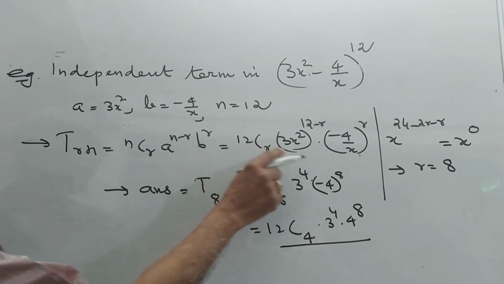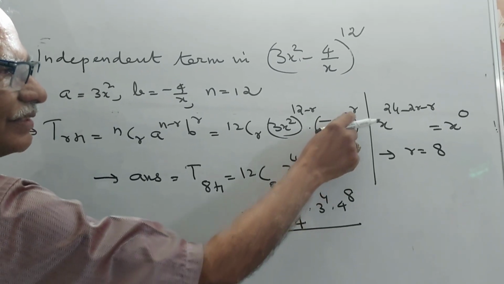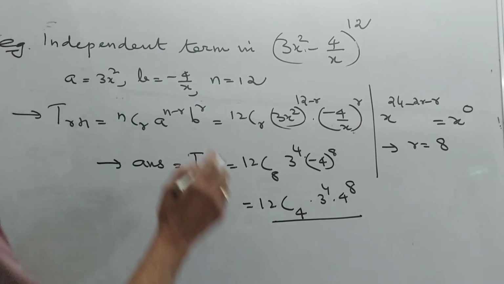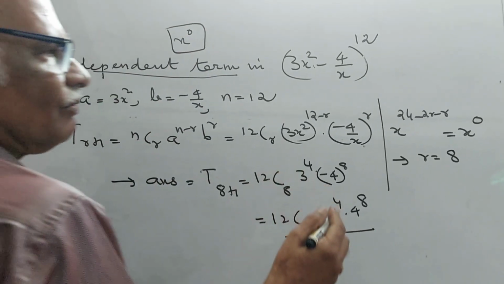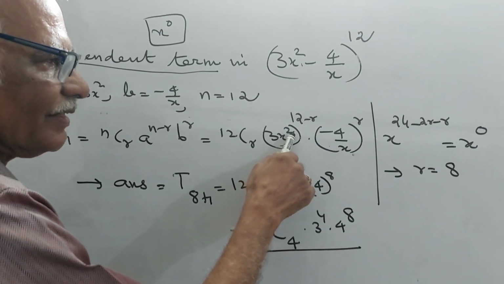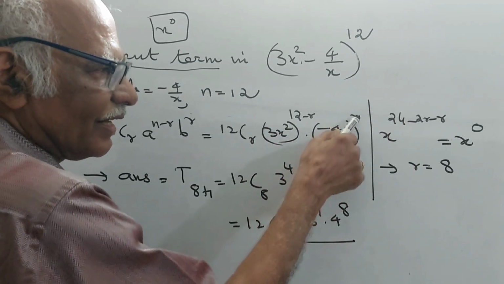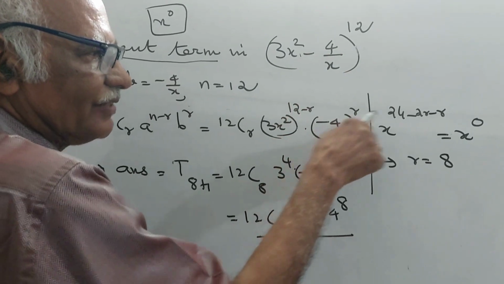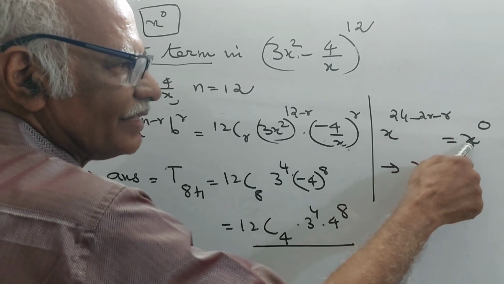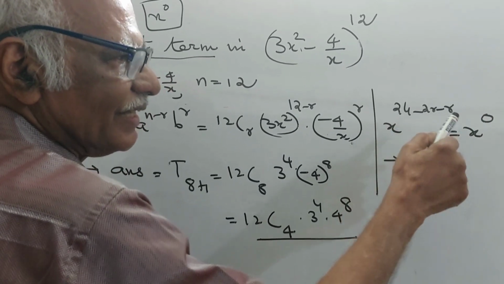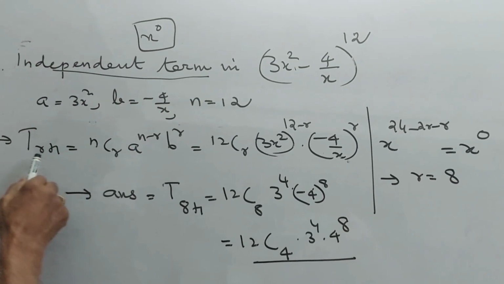It becomes 12Cr, (3x squared) the whole raised to 12 minus r, into (minus 4 by x) the whole raised to r. Now our problem is the independent term. Independent means x power 0. So we go for the power of x. It is x squared power 12 minus r, so x raised to 24 minus 2r. And this x raised to r in the denominator comes as x raised to minus r. So the net result, x raised to 24 minus 2r minus r, is x raised to 0, or 24 minus 3r is 0, or r is 8.